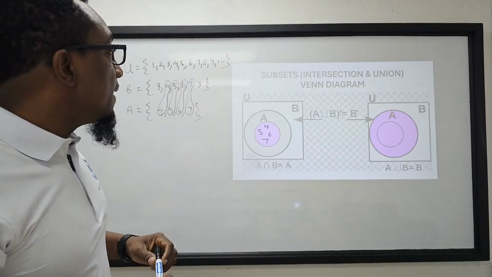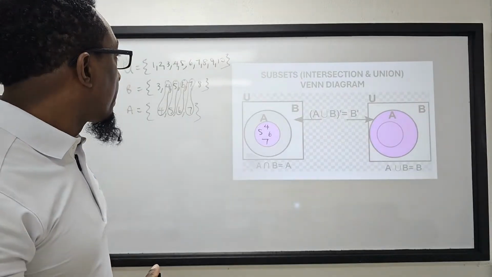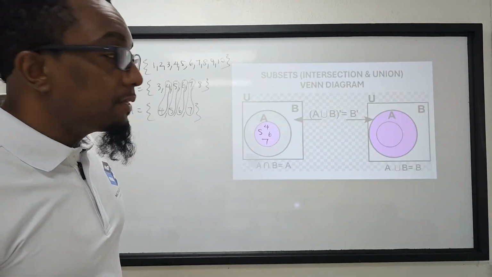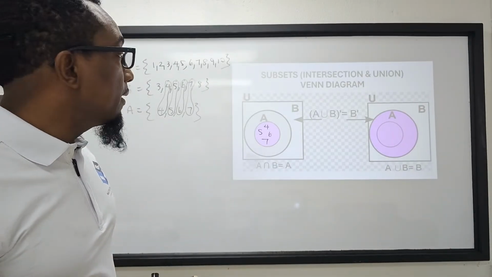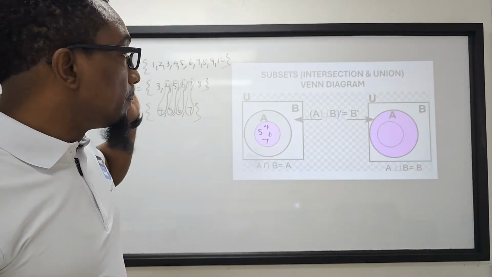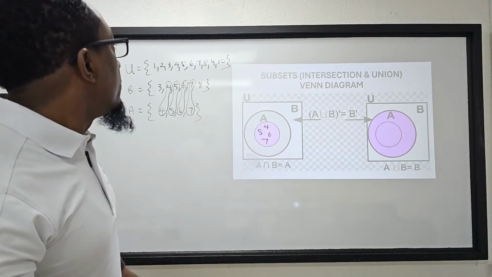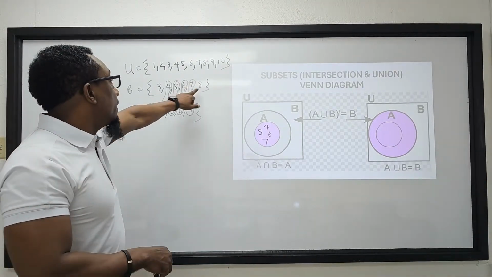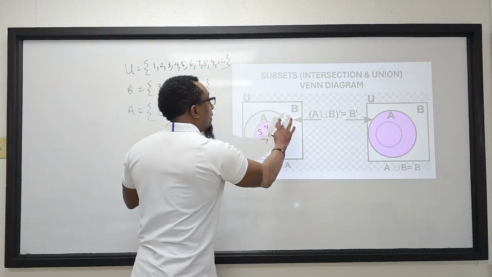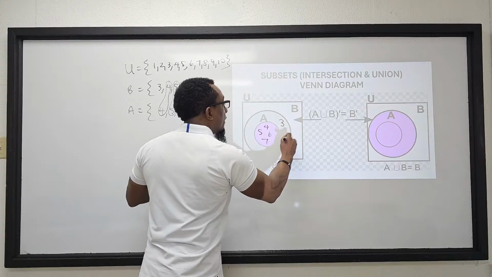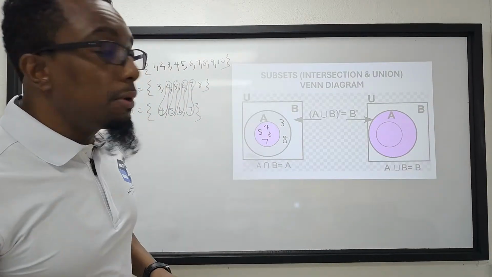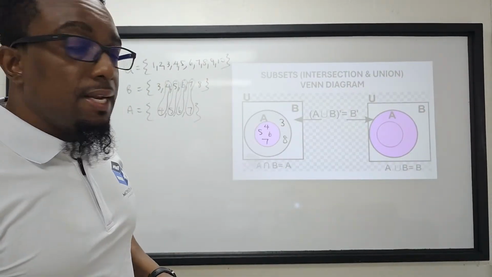Alright? So those are the elements common to both. And because A is a subset of B, you show one circle inside the other, but the elements common to both will be placed in A. The remaining elements of B, 3 and 8, will be placed in this region here, which is known as B only. So that is your B only.